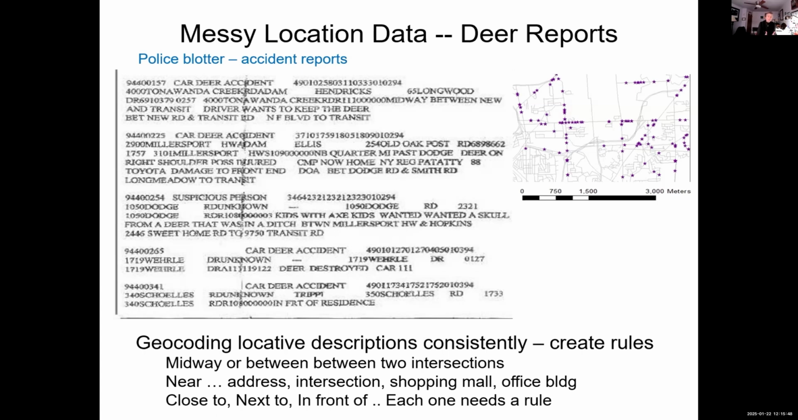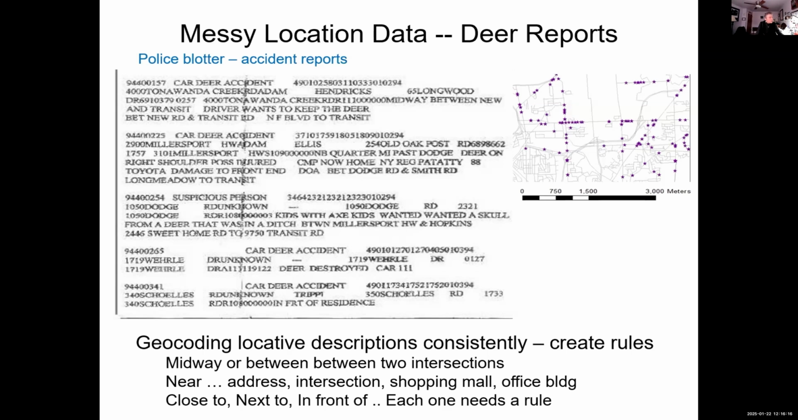But you also have near. Near an address is easy, but what about near a shopping mall? Shopping malls are big and they're multi-sided. Close to, next to, in front of. Each one needs a rule, and then you have to geocode them consistently. This particular problem was difficult enough that we didn't give it to the first semester students. We solved it for them. But the three of us, David Mark, Steve Parkansky, and I, drank a lot of beer over this.